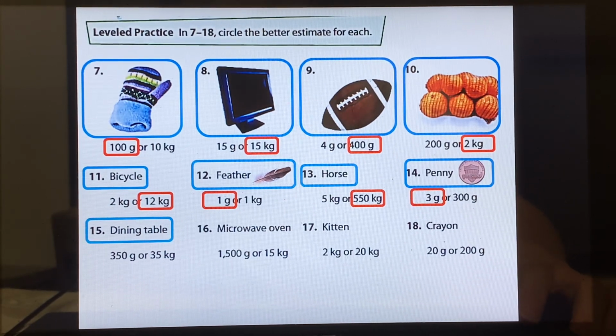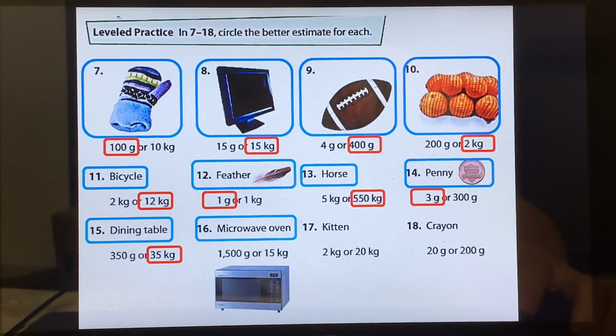15. A dining table. 餐桌. Which is a better estimate? 350 grams or 35 kilograms? 35 kilograms. Did you get it right? 16. A microwave oven. 微波炉. Which is a better estimate for the mass of a microwave oven? 1,500 grams or 15 kilograms? 15 kilograms. Did you get it right?